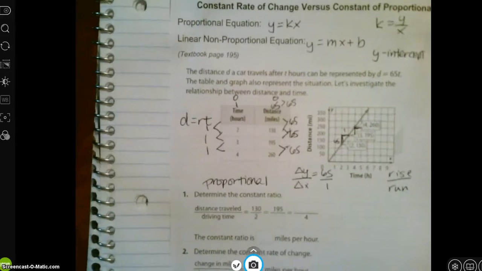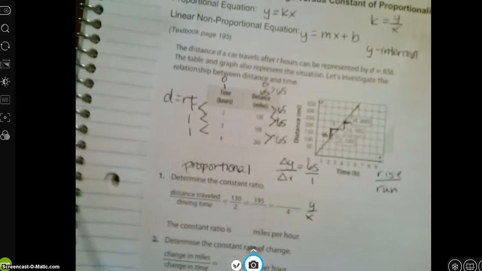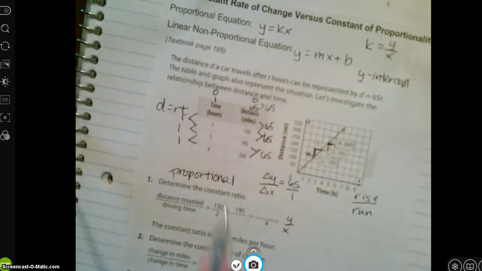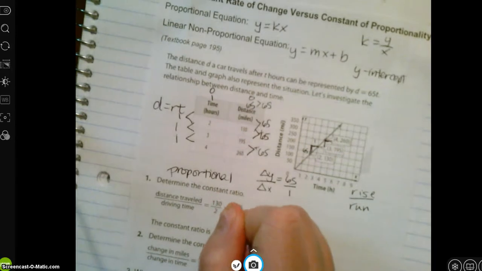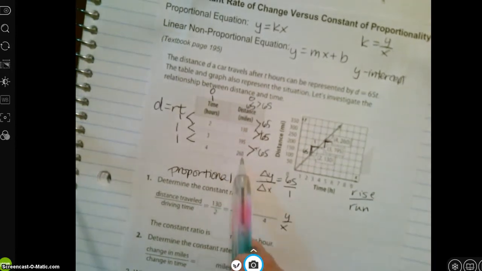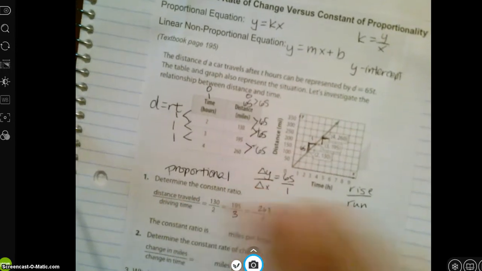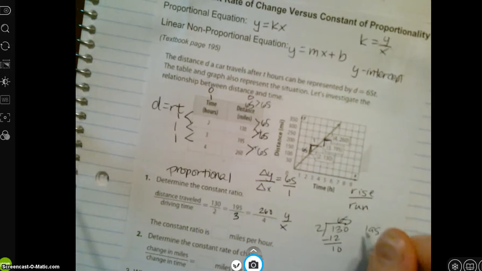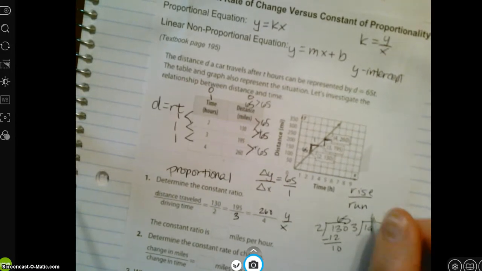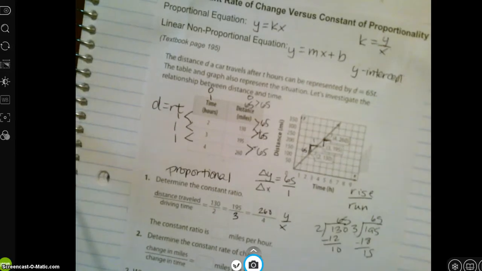Okay? So, our constant ratio, guys, y over x, those are just the points, and they all will simplify to the same thing. So what I mean by that is, this is 2 and 130, so y over x is 130 over 2. The next one is 3, 195. And the next one is 4, 260. Now, if I divide 130 divided by 2, I'm doing this super fast, you do not have to write this, I get 65. If I divide 195 by 3, I get 65. This is what they mean by a constant ratio, or k, or constant of proportionality.